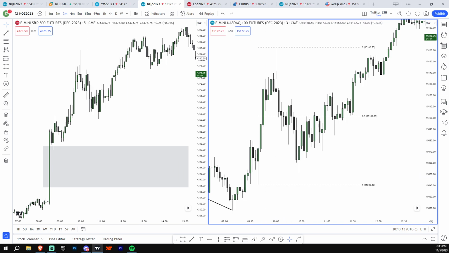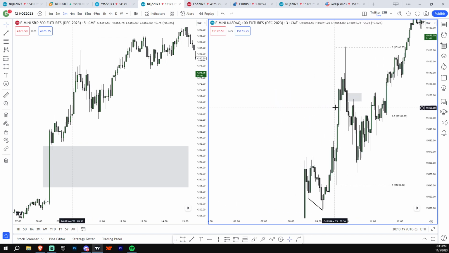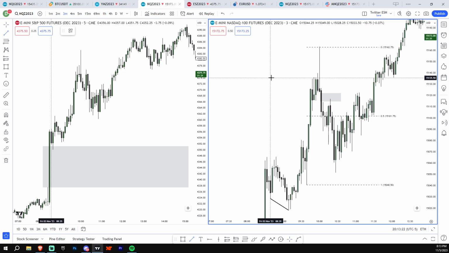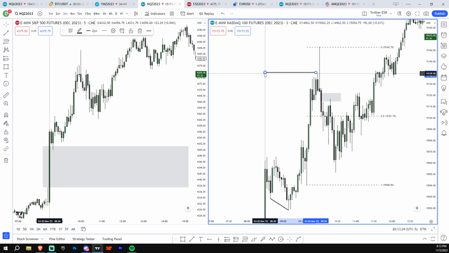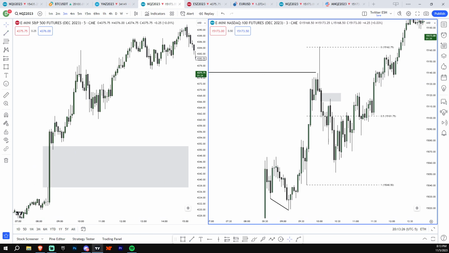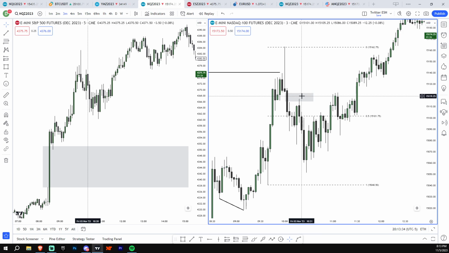I would say this right here was not actually a terrible play because we did hit these equal highs. The equal highs were sitting right here, like 15,140. And obviously once we hit those equal highs, you look for some sort of reversal. So this short was not a bad play.